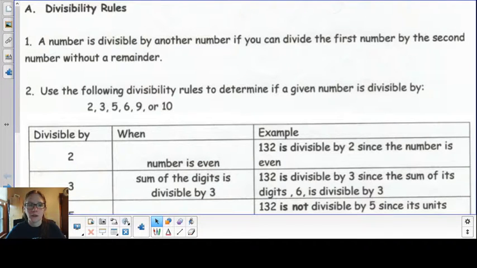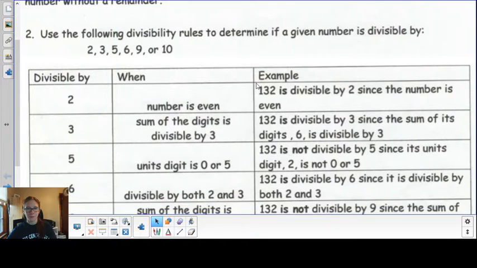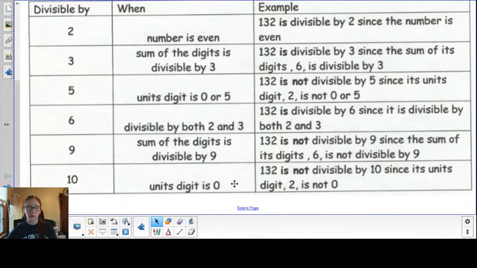Alright guys, today we're going to go ahead and talk about divisibility rules. We're determining whether or not a number can be divisible by a second number. So we will learn how to do 2, 3, 5, 6, 9, and 10. Something that should be fairly easy would be to remember 2.